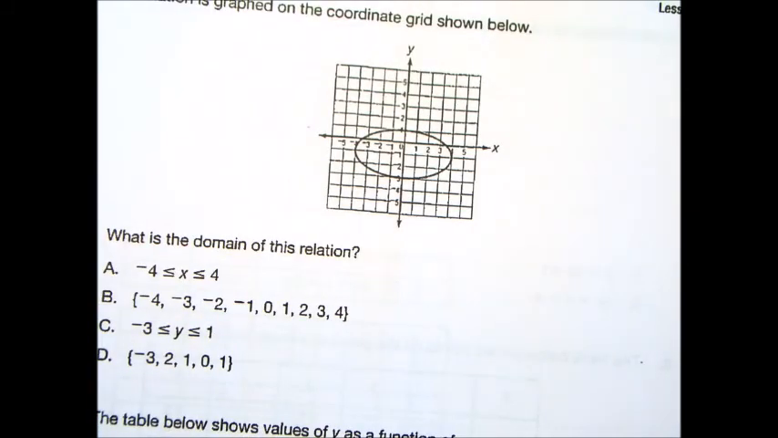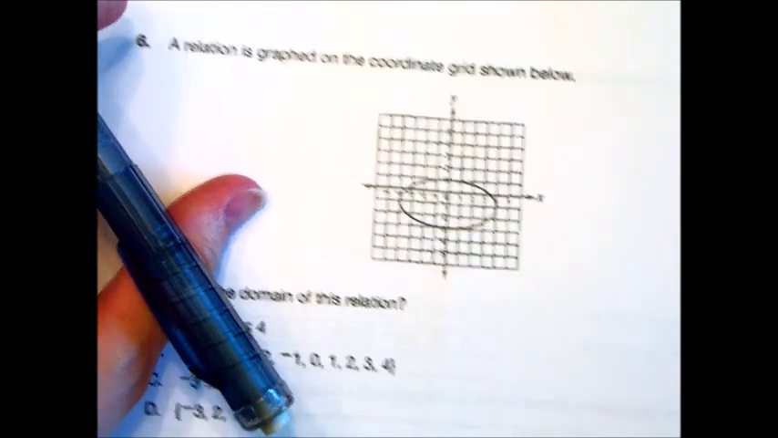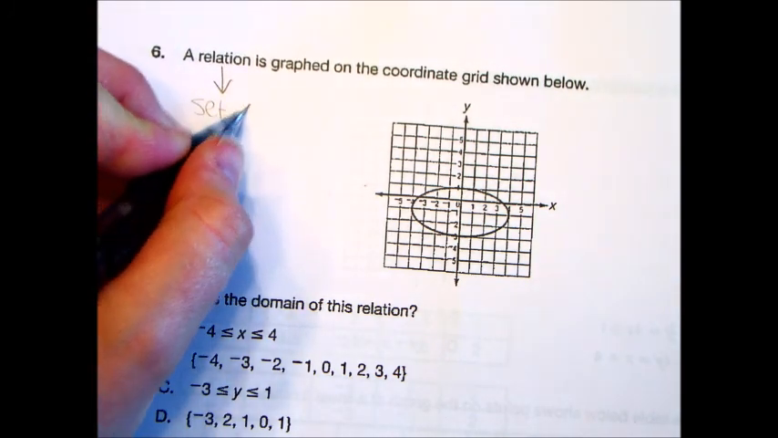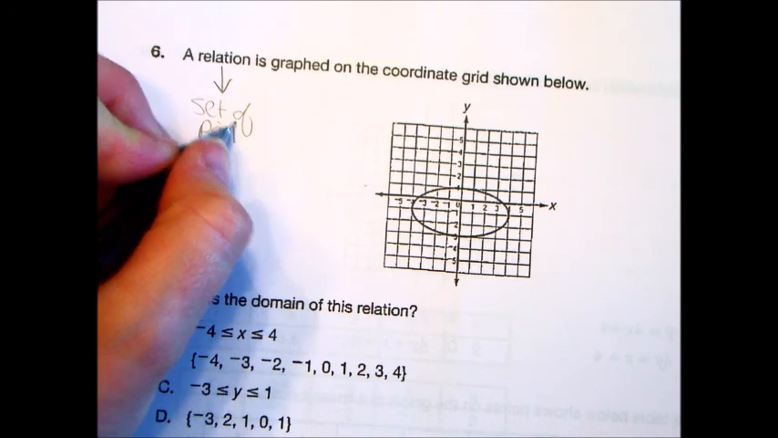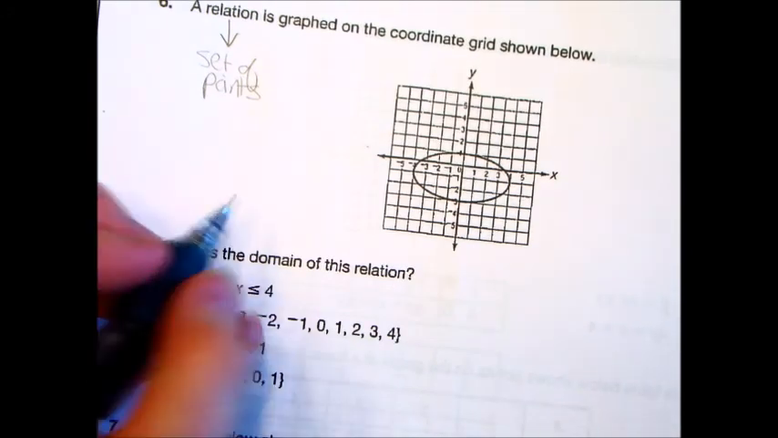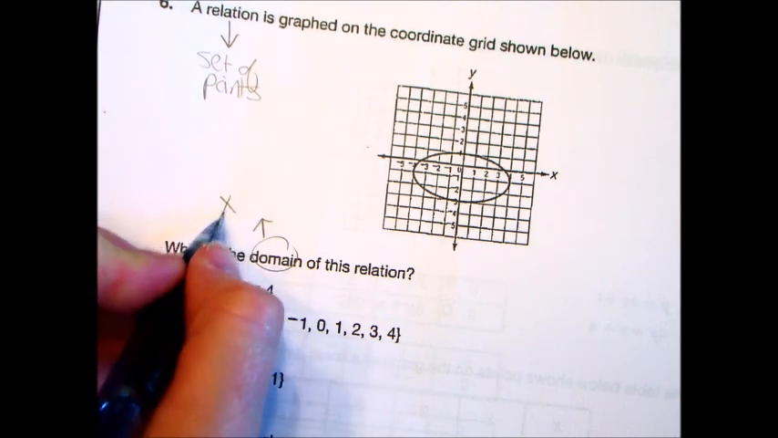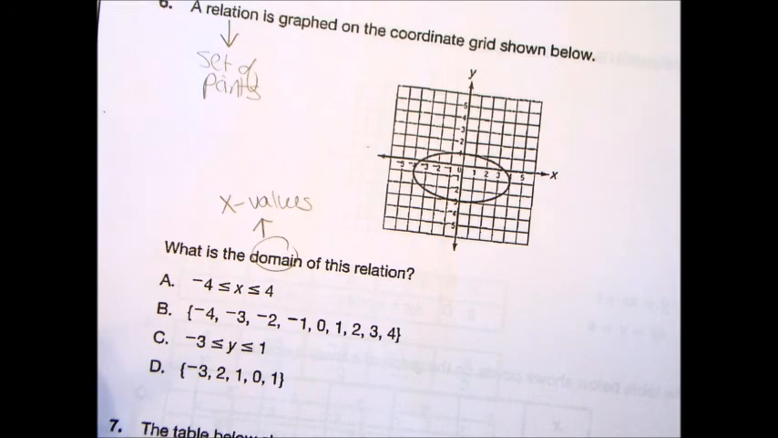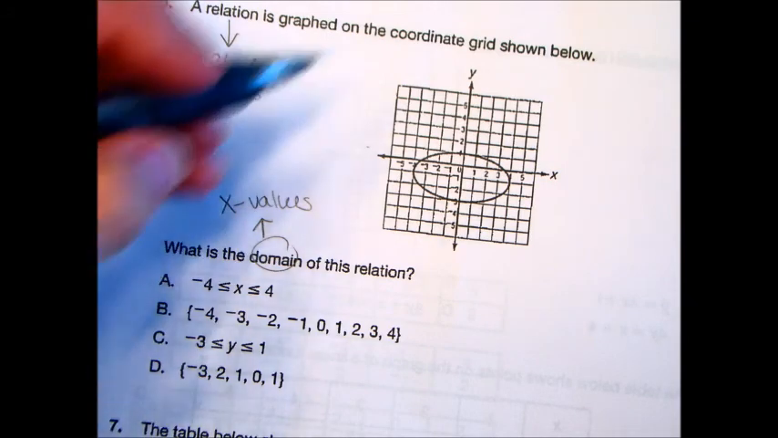Number 6. A relation is graphed on a coordinate grid. Just so you know, a relation is just like a set of points. And they happen on this one to be connected. What is the domain? Well, I want you to circle the domain, and the domain describes the x values. Again, this is something really easy you could do if you just remember what the definition of domain is.